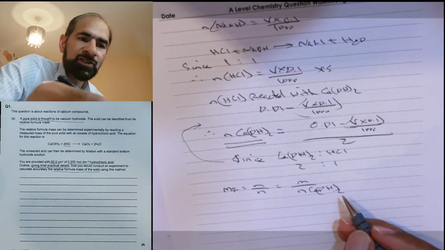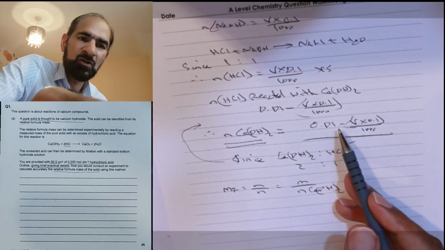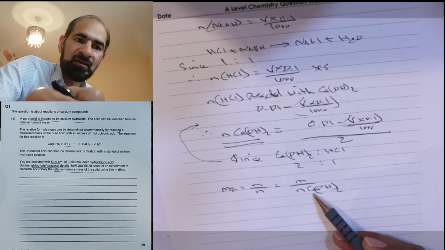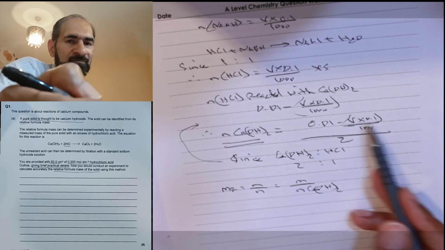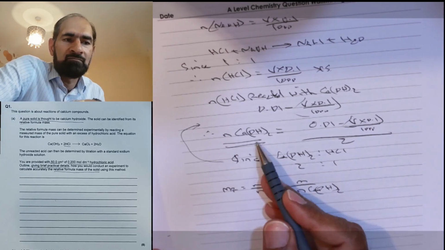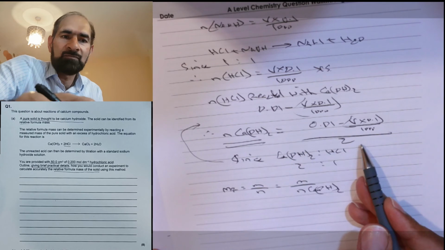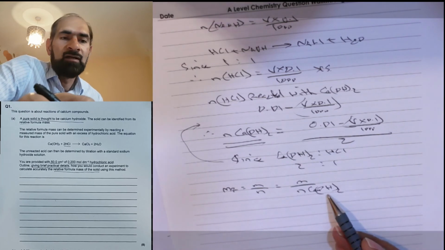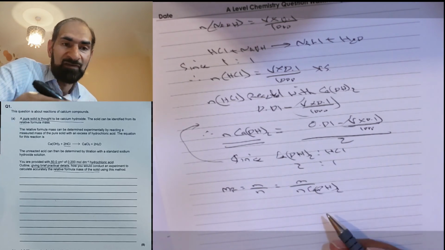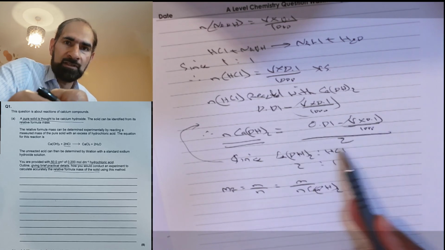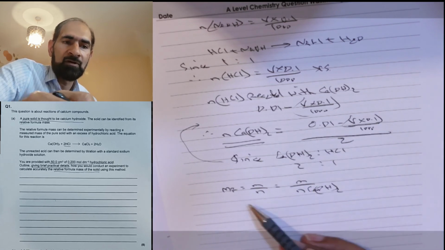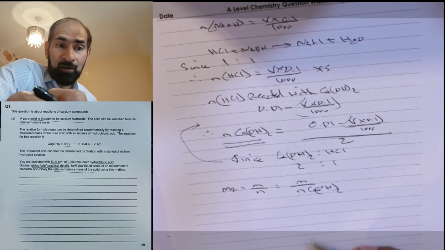Mass over moles of calcium hydroxide. Now, if I wanted to, that's the moles of calcium hydroxide, I could have just put all of that expression underneath here, so mass over all of that expression. But I've said moles of calcium hydroxide is there, and therefore I think that should be fine. But if you wanted to, you could have put all of that expression just underneath there. So it's MR equals mass over whatever, and that would have given you the MR.